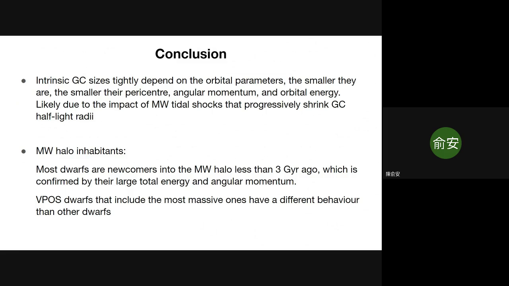The vertical polar structure, which they've mentioned, I haven't had too much time to talk about in this paper, in the time constraints, but they also discussed why they exhibit different behaviors from other dwarfs. And that their intrinsic size, half-light radius, may have to do with how many tidal shocks they experience.